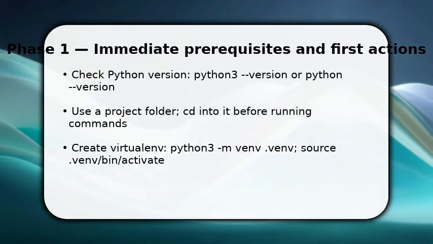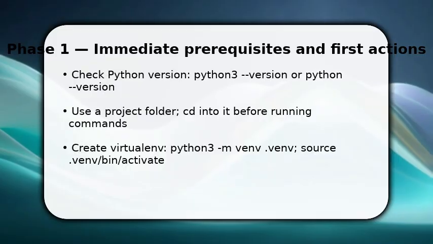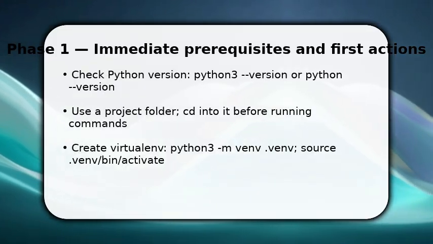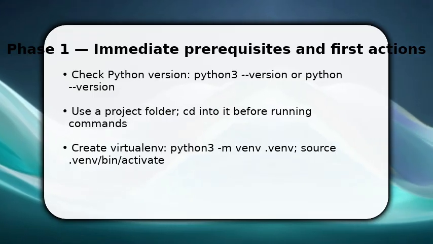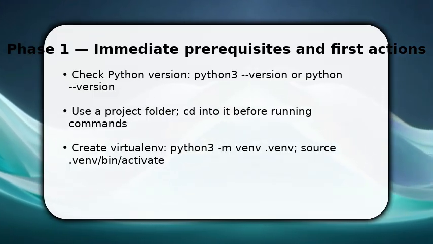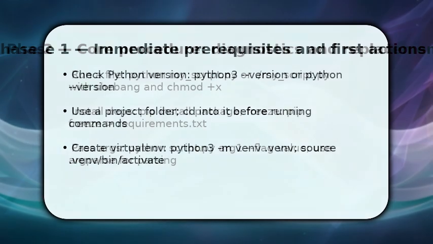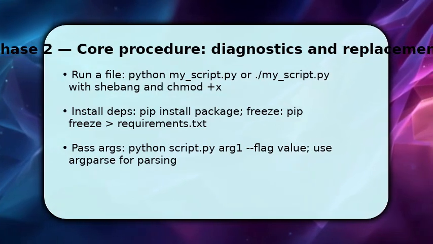Then source venv/bin/activate, because isolation prevents system package conflicts. Make sure to use the same interpreter for venv and scripts, and keep commands short and deliberate so your environment is reproducible. You now execute code and manage dependencies.